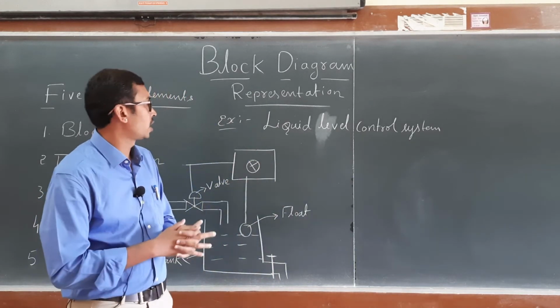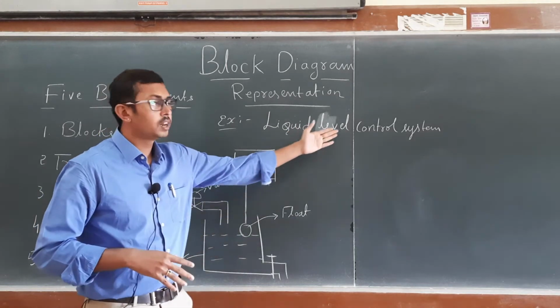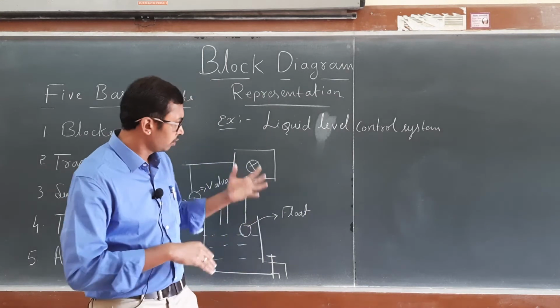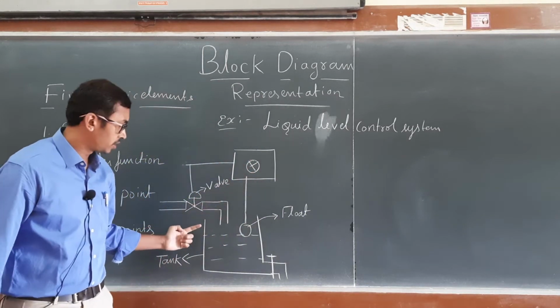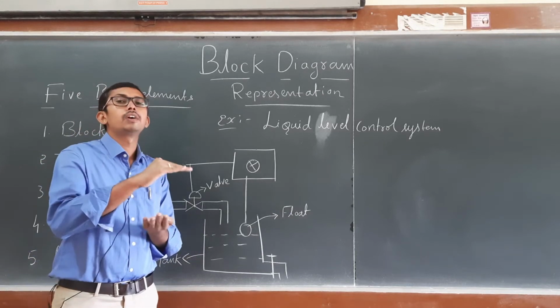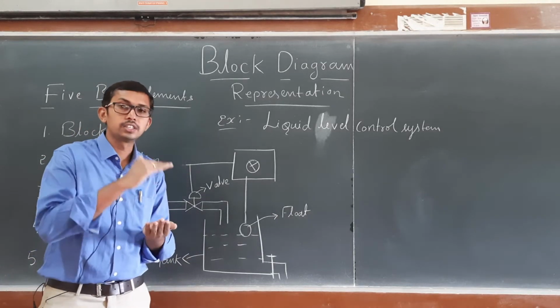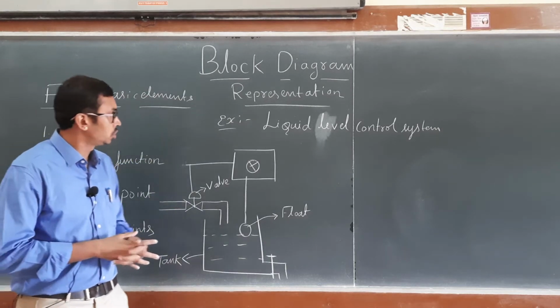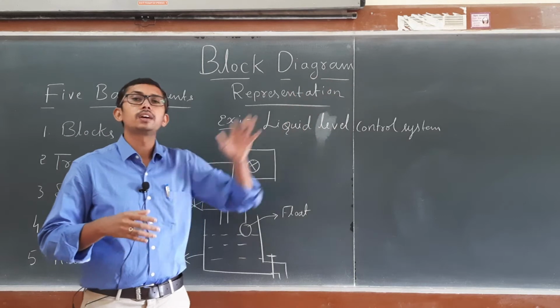The example I have taken is a liquid level control system. What is the meaning of liquid level control system? For example, here I have taken one tank. I need to maintain the level of water in the tank at a desired position. That is my objective, and that can be achieved with the help of a liquid level control system.